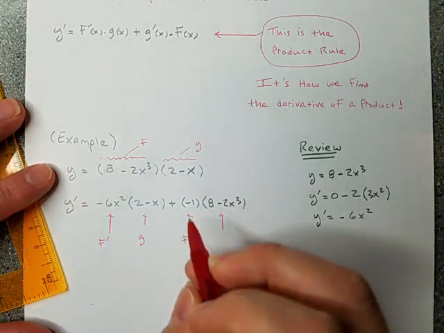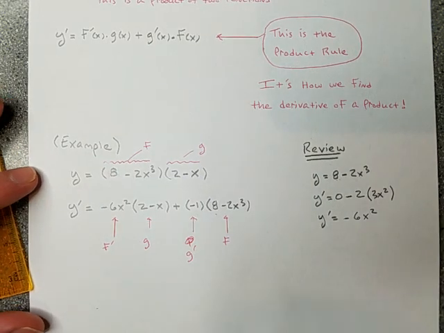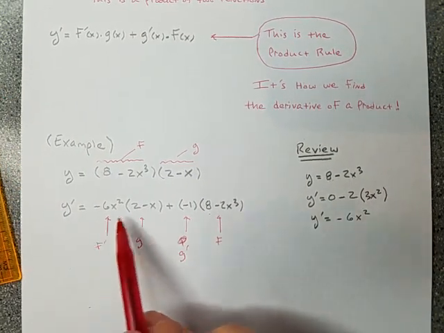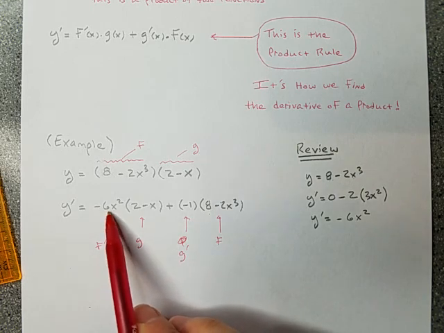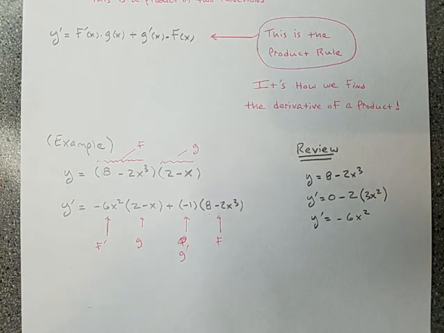So F prime G, oh geez, G prime times F. All right, so there I'm labeling it. I guess that's all I was trying to say, is that not only am I showing the work, but I'm labeling it. There's F prime. There's G. There's G prime. And there's F. Okay.